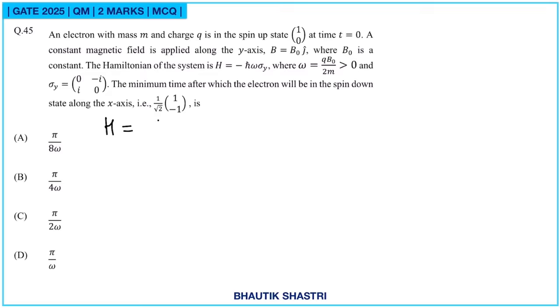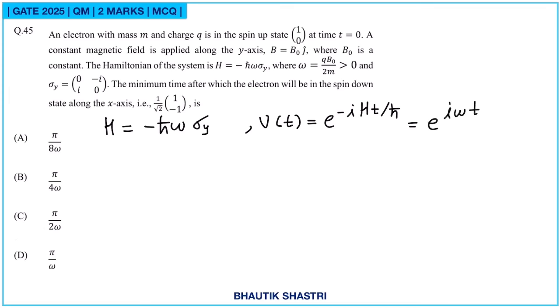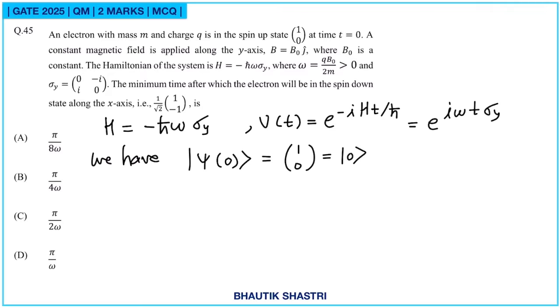So first of all, H is minus h cut omega sigma y, and we know time evolution operator is U of t, and that will be equal to e raised to minus i H t by h cut. So let's substitute this value of H here. So h cut will cancel, minus minus will become plus, and we'll have this equal to e raised to i omega t sigma y. Now we have psi of 0 at time t is equal to 0, the function is 1, 0, state is 1, 0. Let's call it ket 0.